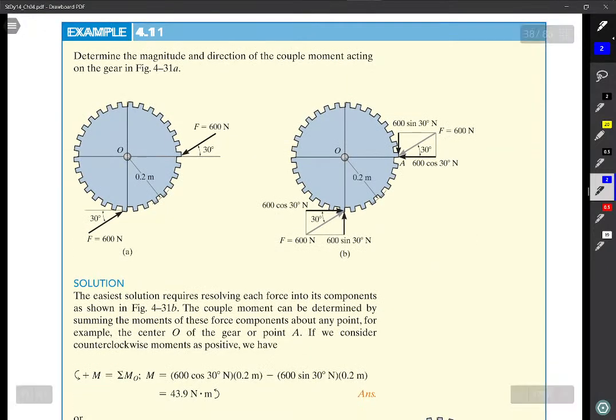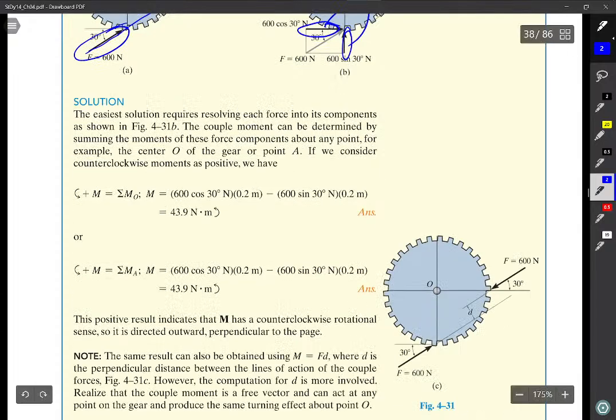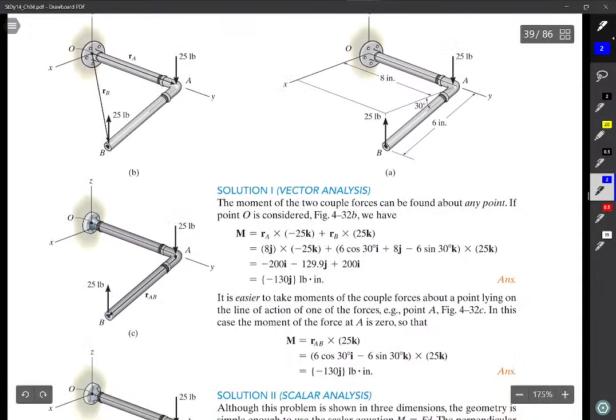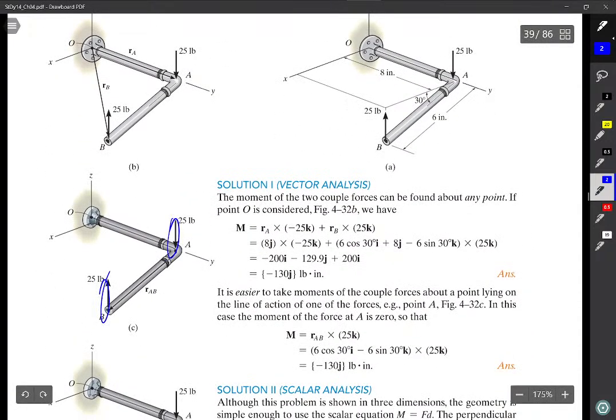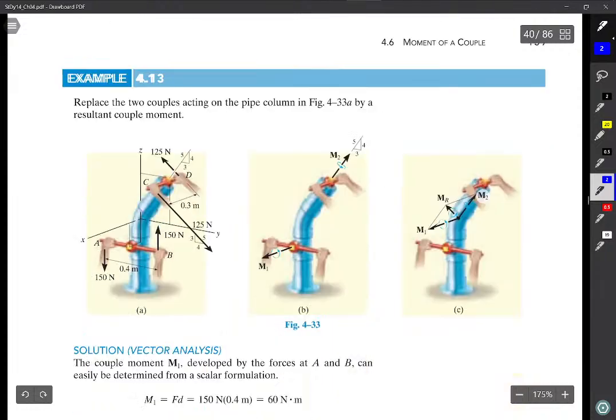Here you've got a couple of ways you could do it. If you could figure out this distance, you've got this, this, and that. You probably could figure out that distance, but what he did is he broke it into components. This one and this one form one couple. This one and this one form another couple. You should get the same thing. I don't think he does it the other way. So all these problems that you're seeing have exact opposing forces some distance apart.